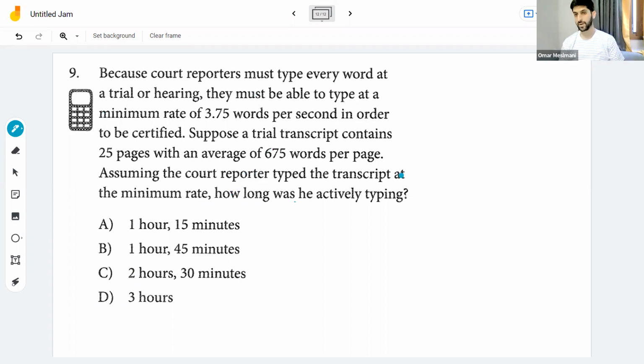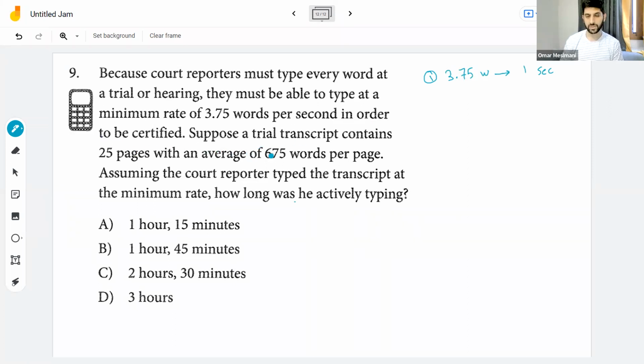Guys, right now, the first step I will do is I will try to collect all the information I can get from the text. So the first information I have right now: how many words per second? I have 3.75 words in 1 second. Okay, that's the first information.